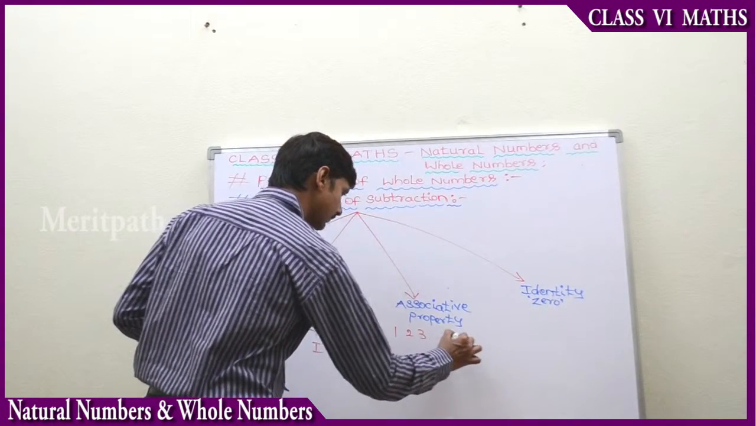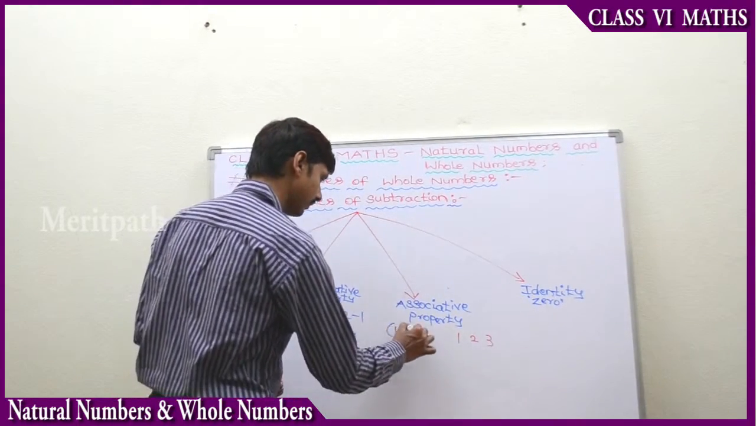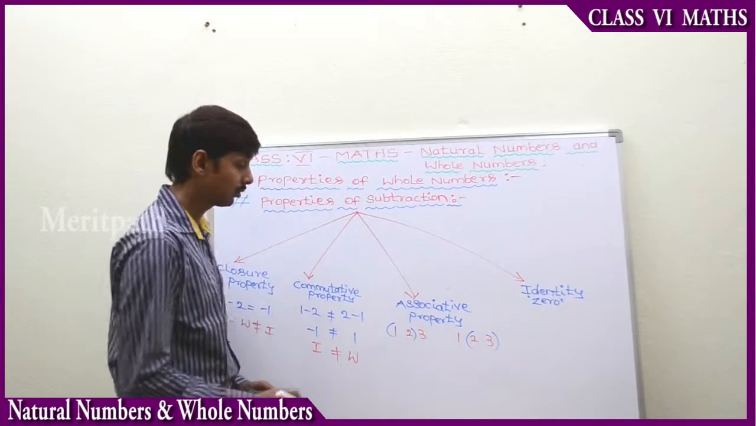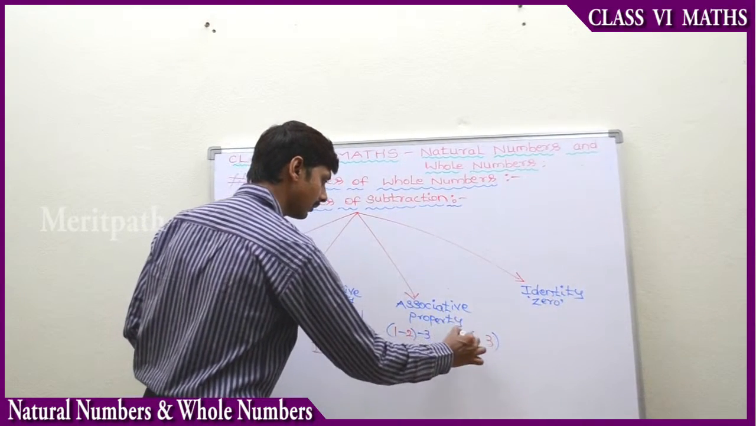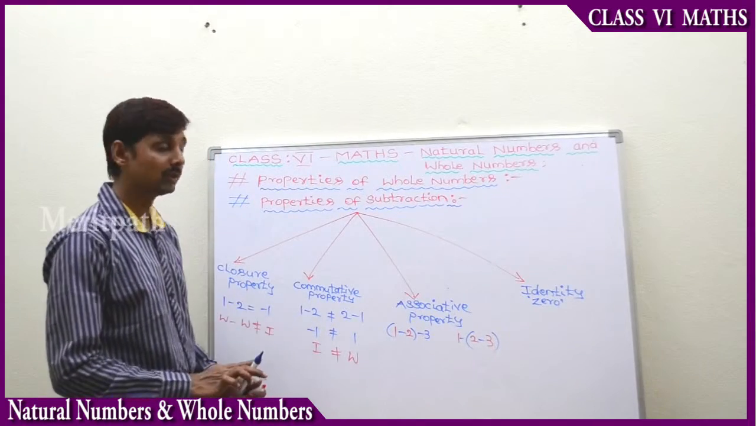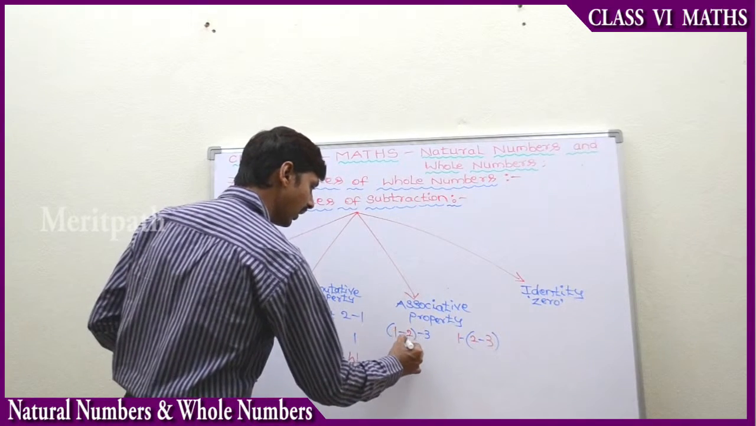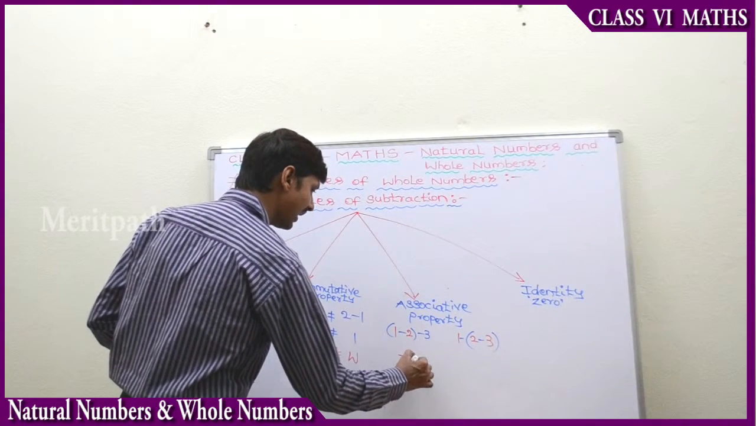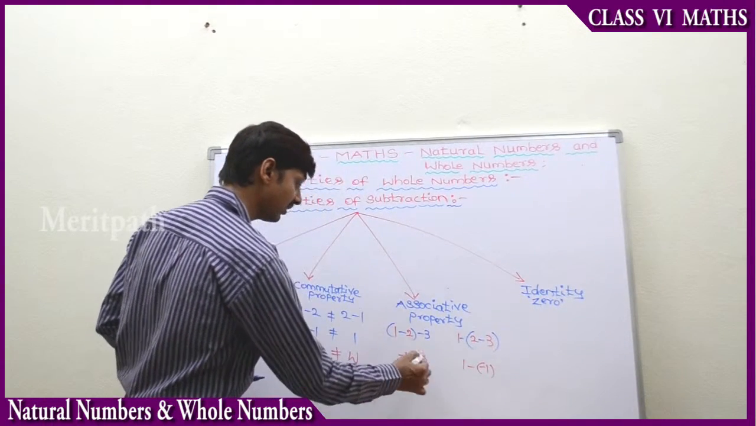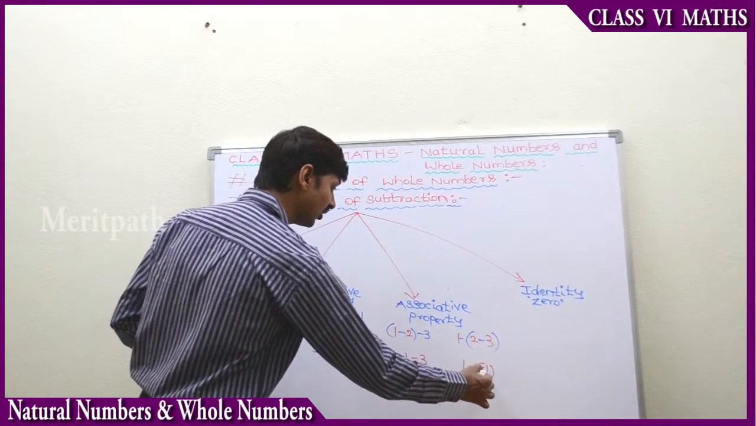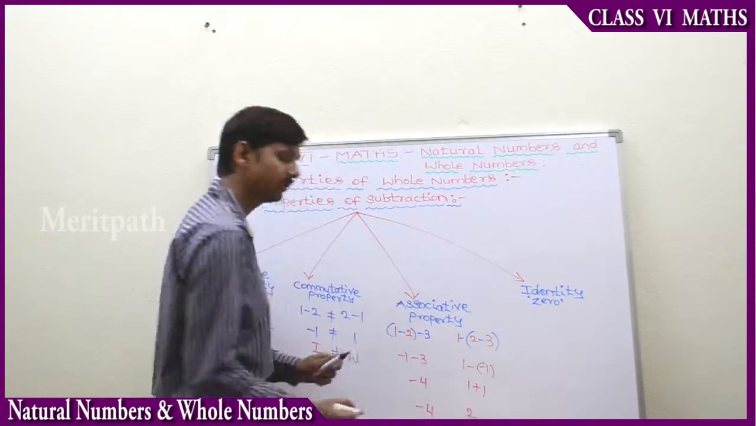Take 1, 2, 3 and 1, 2, 3, and we have taken a group of 1 and 2, and a group of 2 and 3. So let us subtract this 2 along with the 3 also. Let us see if these both are equal or not. So 1 minus 2 is minus 1, and minus 3 gives minus 4. Minus of minus is plus, so 1 minus (2 minus 3) is 1 plus 1, which is 2. So these both are not equal.